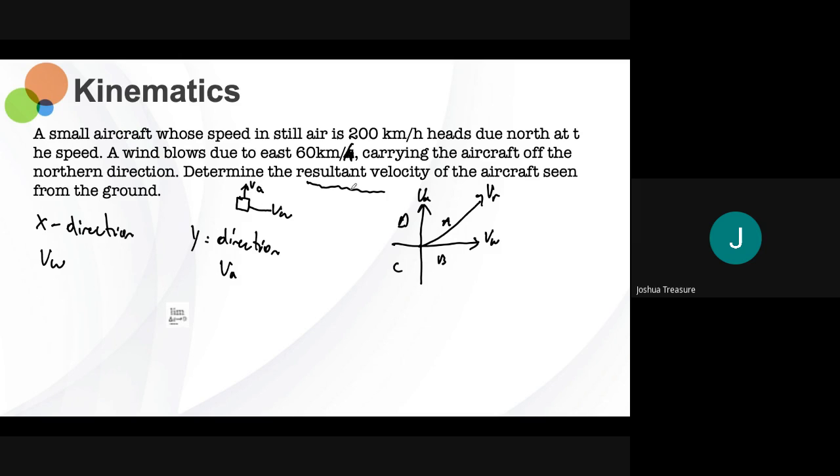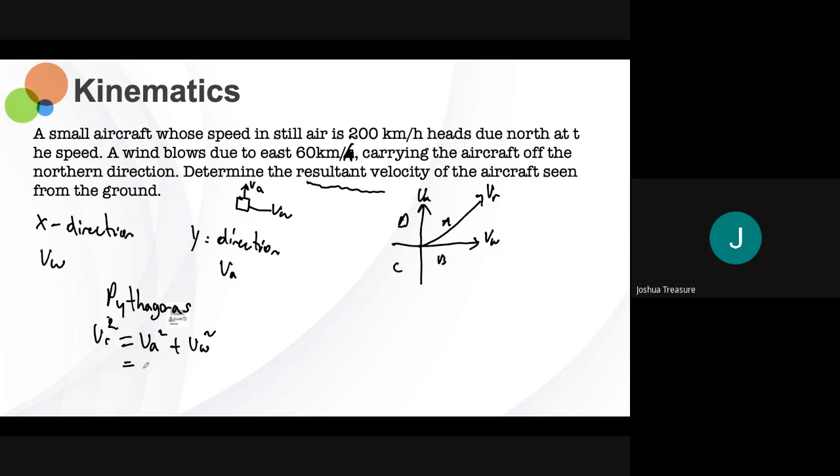All right, we spoke about this already. Sir, VA square plus VW square. All right, so VR is equal to what? VA square plus VW square. Are you sure? No. All right, this is Pythagoras, and you're forgetting the square. Don't forget the square.